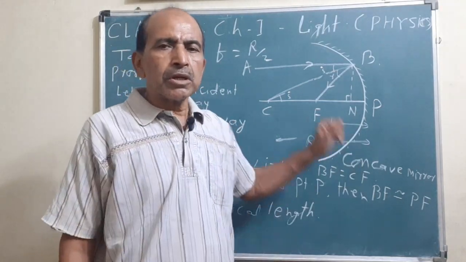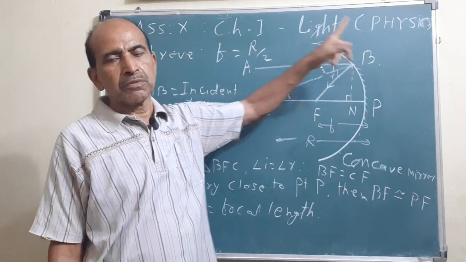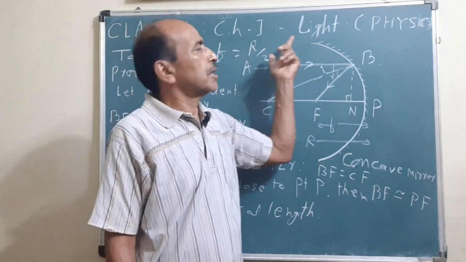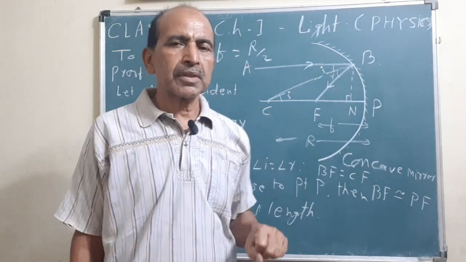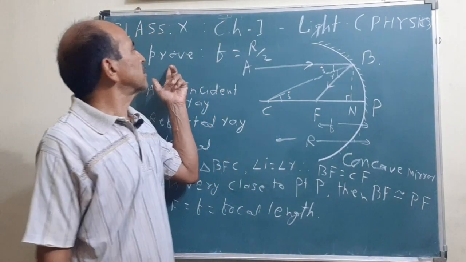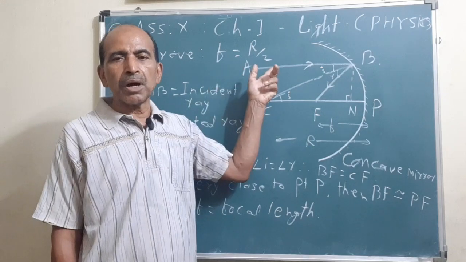Students, class 10th CBSE board physics, first chapter light. You have read reflection and refraction of light. So now here we are proving F is equal to R by 2 or R is equal to 2F.